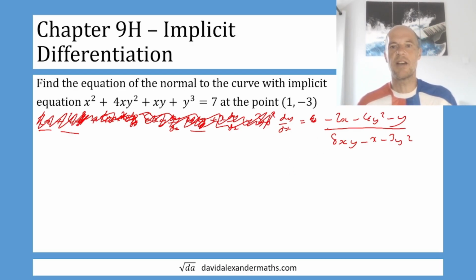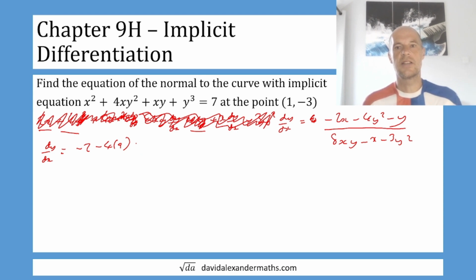Now we know that x is 1 and y is negative 3. So the value of dy by dx when x is 1 and y is negative 3 is minus 2 times by 1, which is minus 2, minus 4 times y squared, which is 9. So minus 4 times by 9, take away negative 3, so plus 3. Just got to be careful here that I'm not going to get any of these signs wrong. Easily done. So that's going to be 8 times negative 3, so negative 24. Take away x, minus 3 lots of y squared, which is 3 lots of 9.